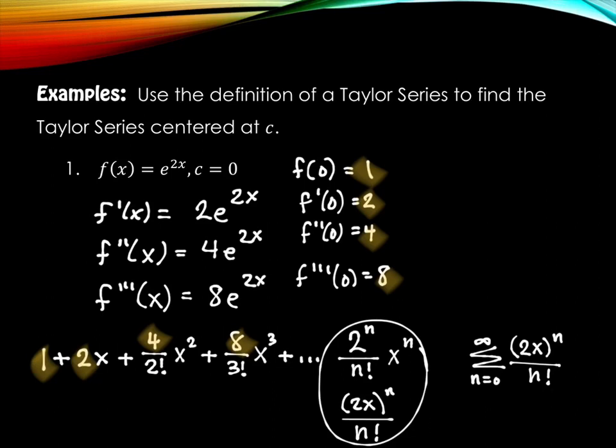Yes? How do you take into account when n is 0 and it has 0 in the denominator? Oh, because 0 factorial is defined to be 1. Oh, really? Yes, that's a definition for factorials that you probably haven't thought of in a while. Okay, that makes sense. It's a good question. Okay, any other questions?